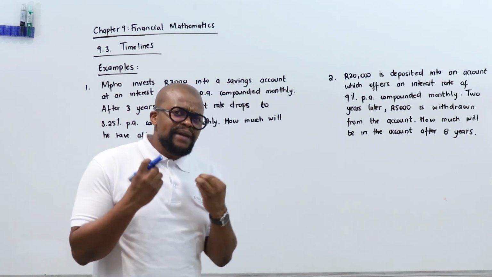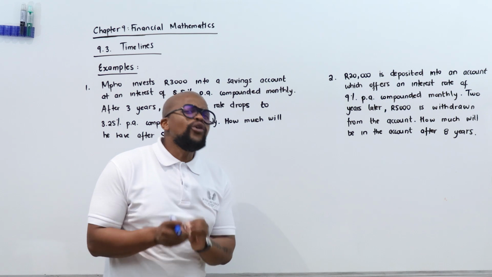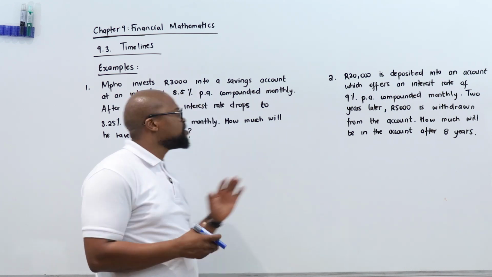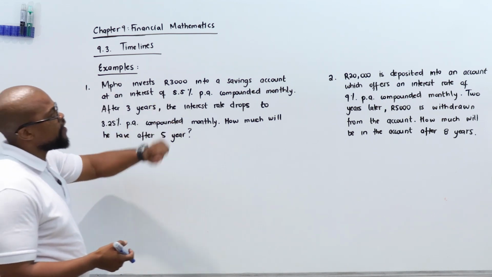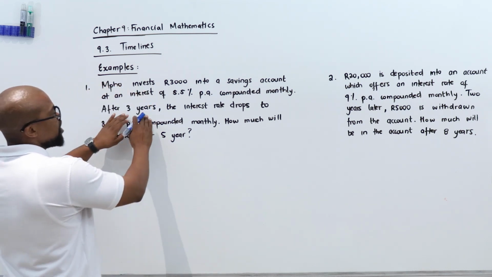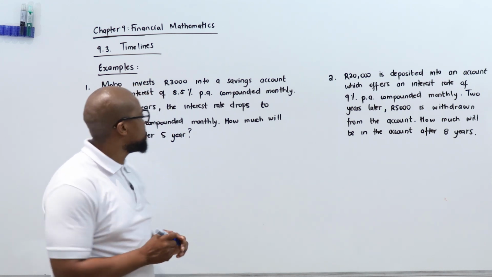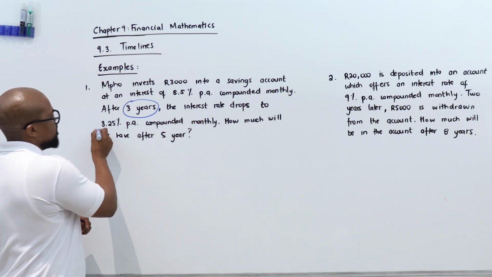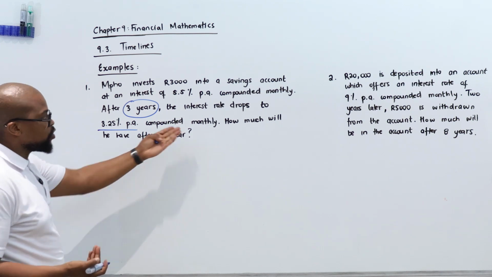But guys, let's make sure that we understand what is really important in timelines, right? We always need to focus on the year where a change happens. Let's read the question for number 1. Mpho invests 3,000 rand into a savings account at an interest rate of 5.5% per annum compounded monthly, right? So after 3 years, remember what we said, we always target the year with which there is a change. That is after 3 years, okay? The interest rate drops to, so there's a change in interest rate. So it has dropped from 5.5 to 3.25. And that's also compounded monthly.